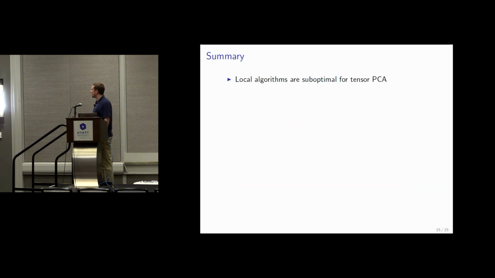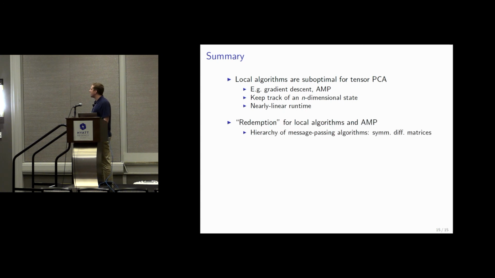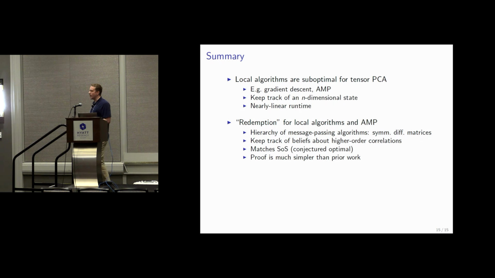So just to sum up, we saw that these so-called local algorithms are suboptimal for tensor PCA. This includes gradient descent and this AMP, which only keep track of a single n-dimensional state and are very fast. We saw that you could actually build this hierarchy of increasingly powerful message passing algorithms that keep track of higher-order beliefs, and that this matches the power of the best known algorithms, which is sum of squares. And as an added benefit, it was a much simpler analysis than before.